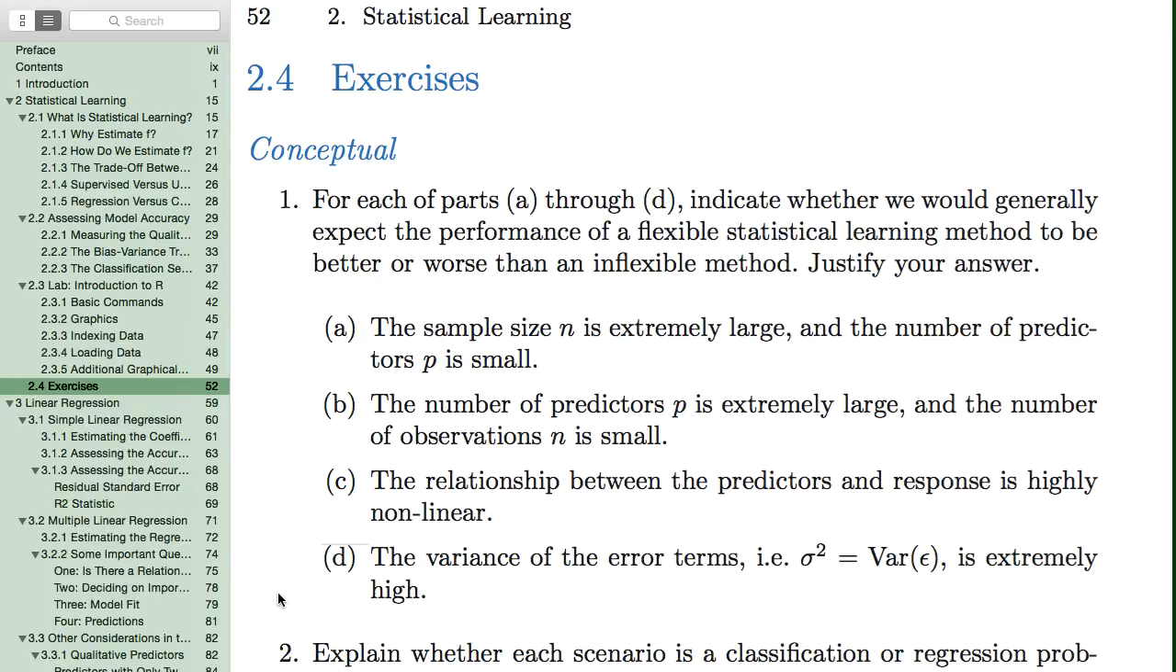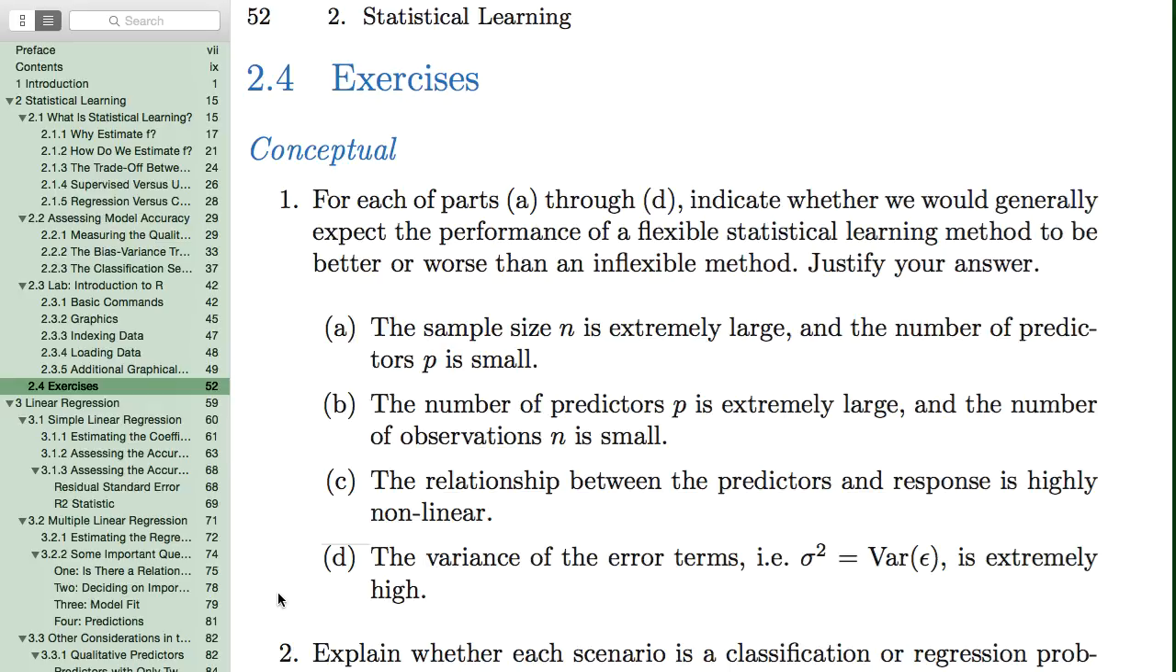Third, the relationship between the predictors and response is highly nonlinear. Well, if the true relationship between the predictors and the response is highly nonlinear, then we need a flexible method, because an inflexible method has only a very limited number of shapes that it can take on in expressing this relationship. So I would say in this case we would expect a flexible method to work better.